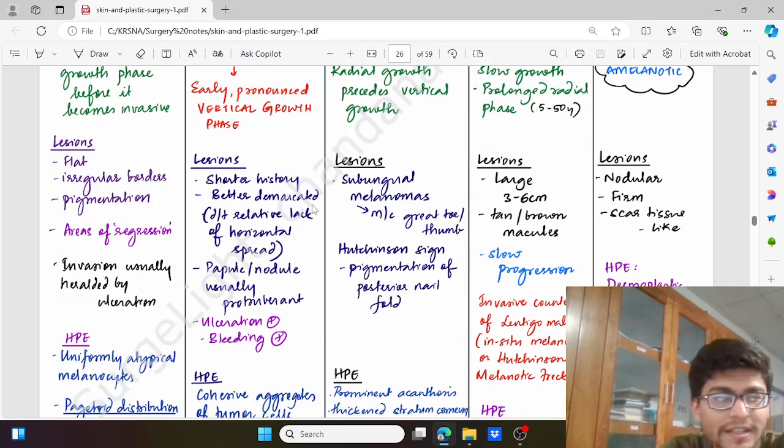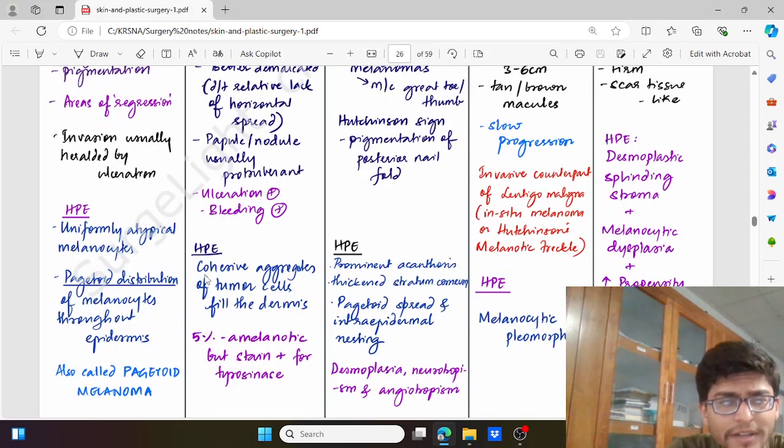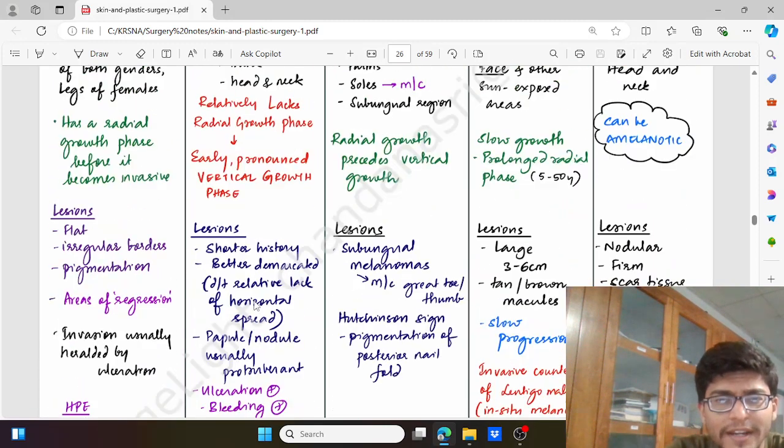Lesion: there will be a short history, better demarcated, due to relative lack of horizontal spread, papule, nodule and protuberant, there could be ulceration, bleeding. There will be a cohesive aggregate of tumor cells filling the dermis in the histopathology, and 5% are amelanotic but stain positive for tyrosinase. This is the added point.